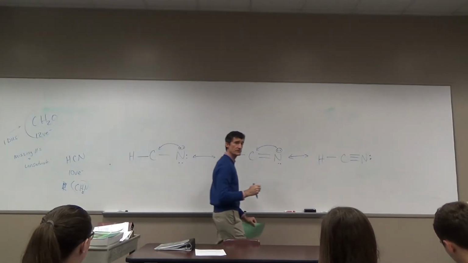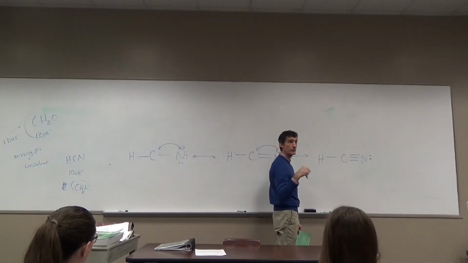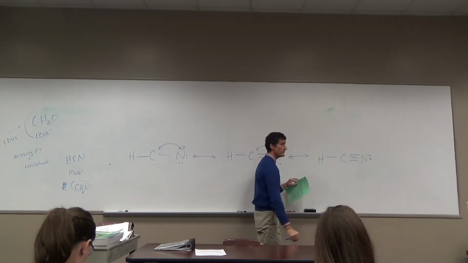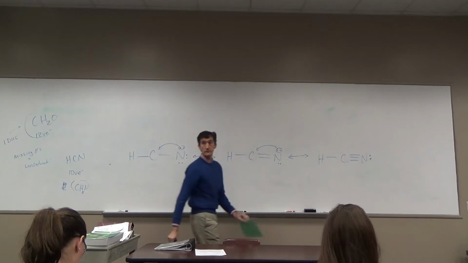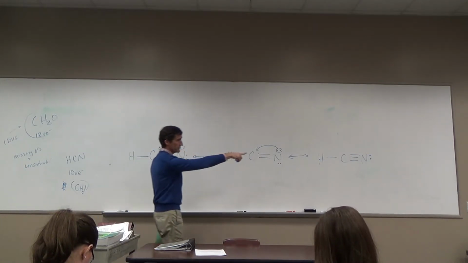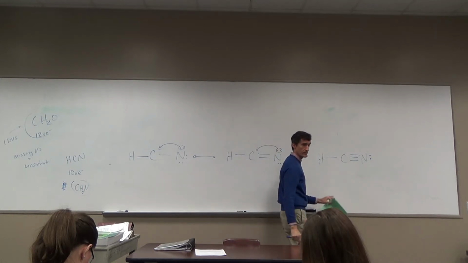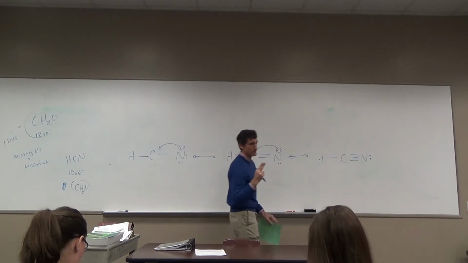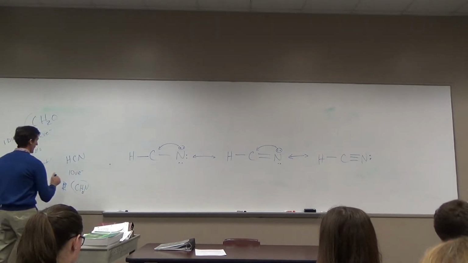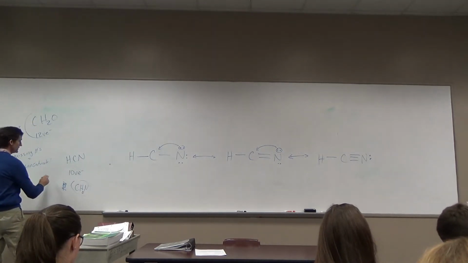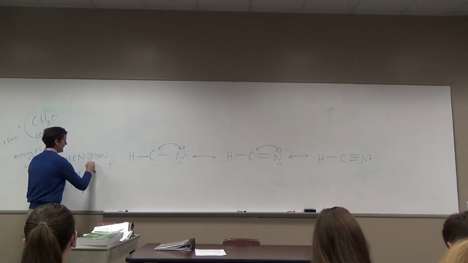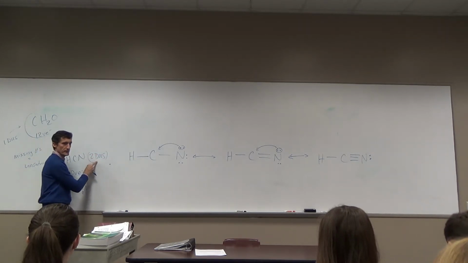Standard bonding for nitrogen: 3 bonds, 1 lone pair. Standard bonding for carbon: 4 bonds. So we have standard bonding, and this is the typical structure for HCN. Yes, it has a triple bond. It's 2 pi bonds. 2 DUS, right? We said that on the handout. 2 pi bonds, 2 DUS.